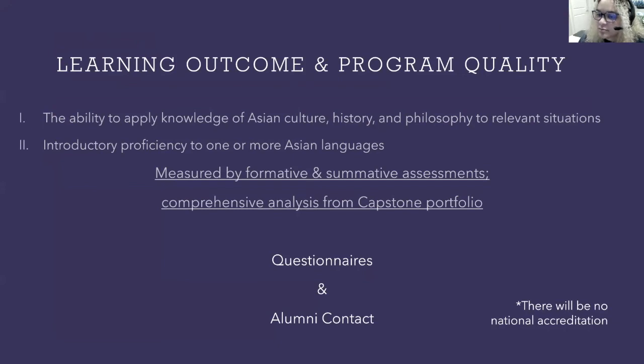For the learning outcome and program quality, we wanted to put some expectations for graduates of Asian studies, those being the ability to apply knowledge of Asian culture, history, and philosophy to relevant situations, and introductory proficiency to one or more Asian languages. These would be measured by formative and summative assessments, as well as a comprehensive analysis from their capstone portfolio. One of the best ways to ensure program quality is through questionnaires for both current students and alumni, and of course, to continue with alumni contact.